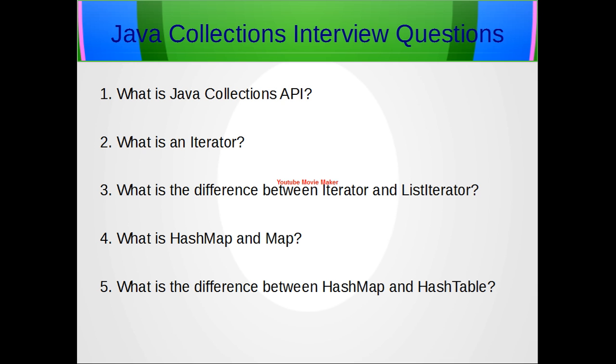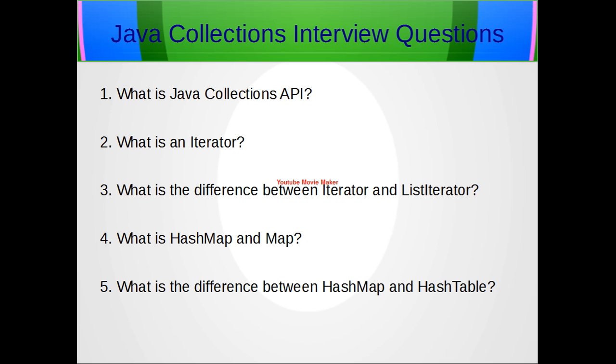So what is a HashMap and what is a Map? A Map is an interface which is part of the Java collections framework. This is to store generally key value pairs, and HashMap is a class that implements it using the hashing technique. So generally Map is an interface and HashMap is a class which implements it.